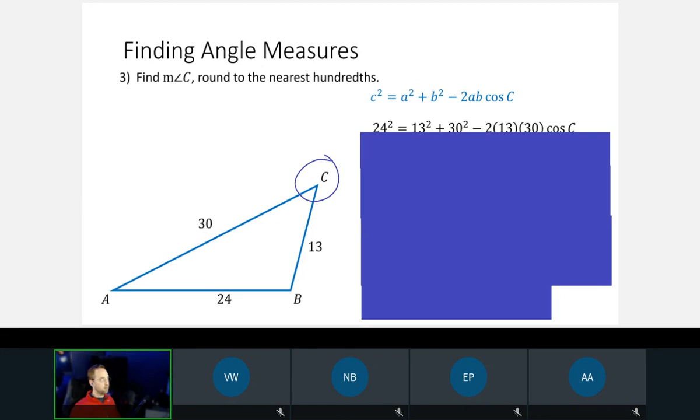All right, so we're trying to solve for angle C. What's our next step here? If you're trying to solve this all by yourself, what should we do next?